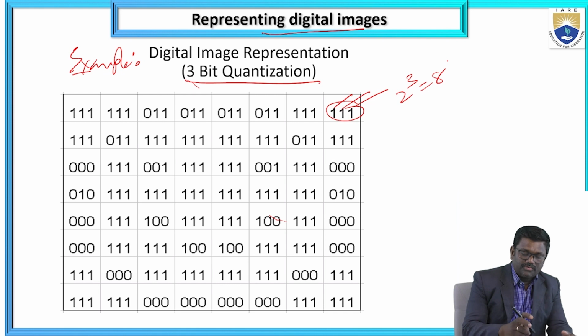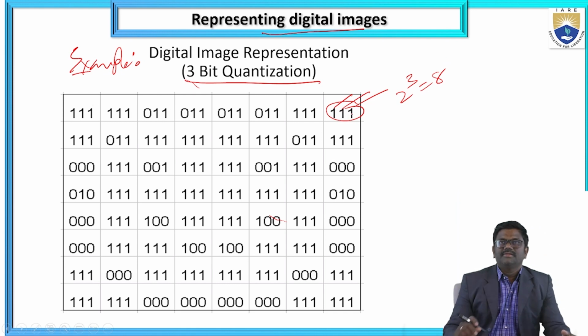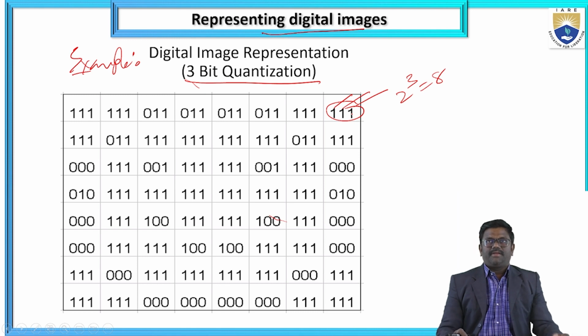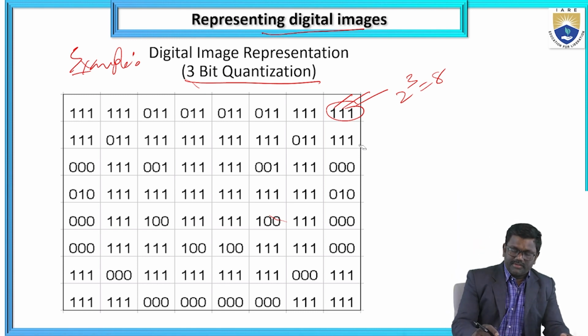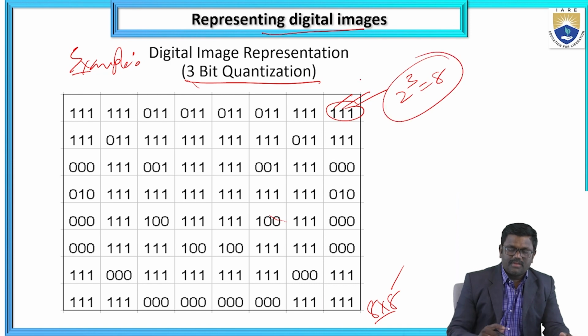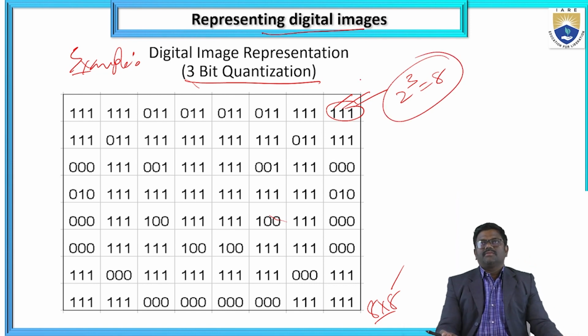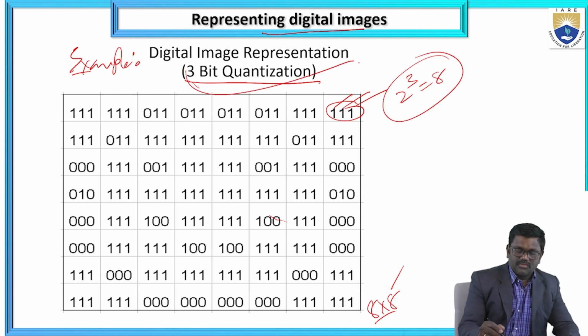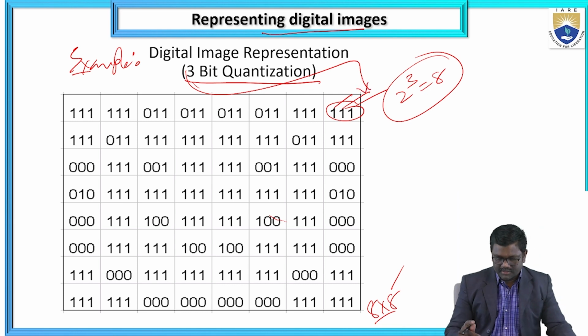How many rows will come? 1, 2, 3, 4, 5, 6, 7, 8. So 8 rows and 8 columns, 1, 2, 3, 4, 5, 6, 7, 8. This one is 8 by 8. How did we get this 8? This 8 is the K value in terms of 3-bit digitization. So we get that representation.